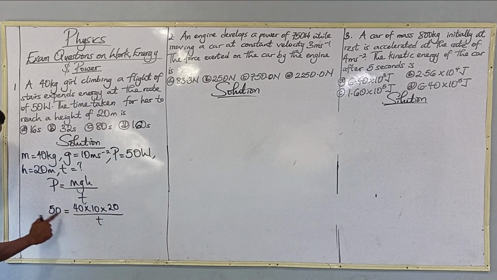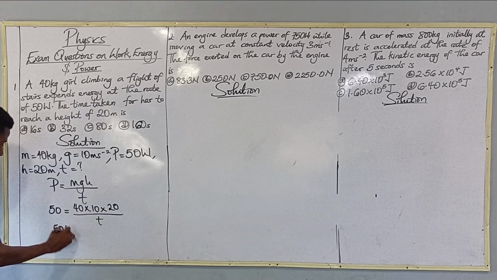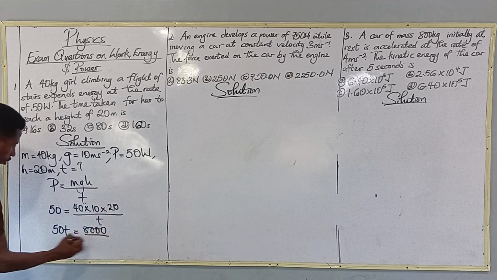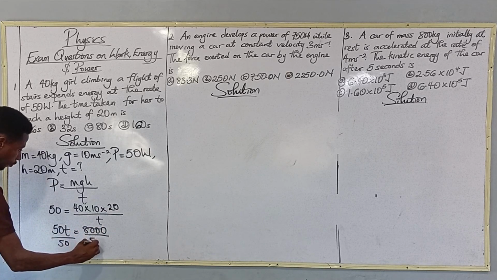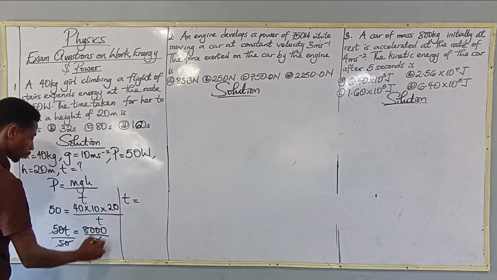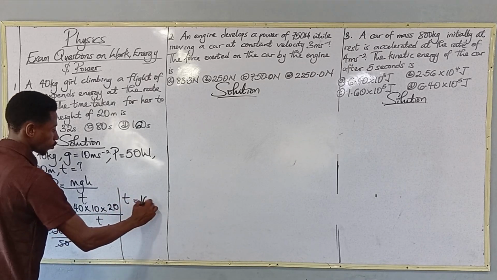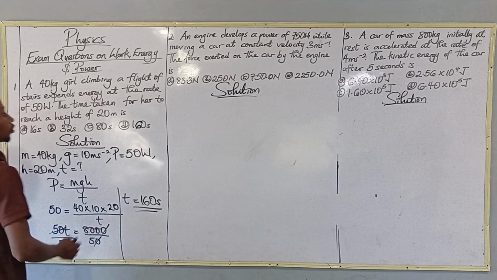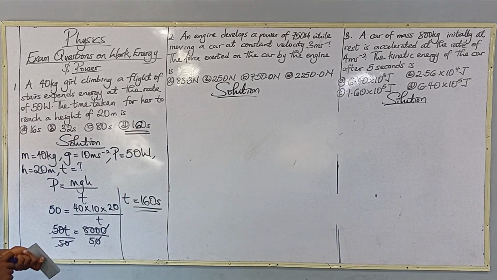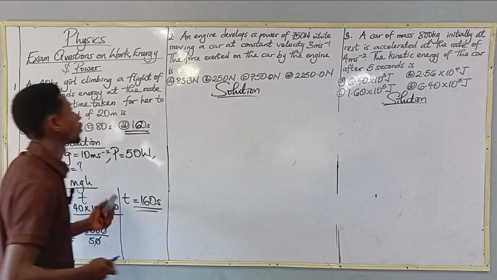So if I cross multiply, 50 times T is 50T, and if you multiply all this, you have 8,000. When we divide both sides by 50, our time will be equal to, this divided by this should give us 160 seconds. So the answer to the question is D. I hope that was clear. Now let's move to the next question.